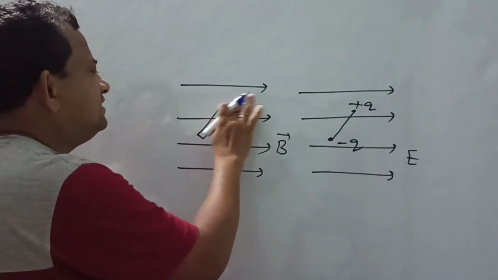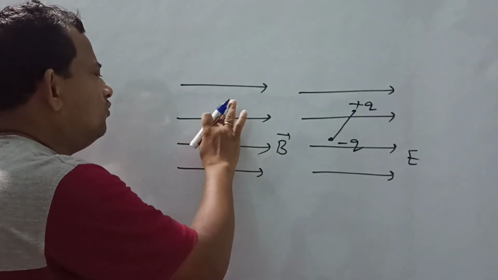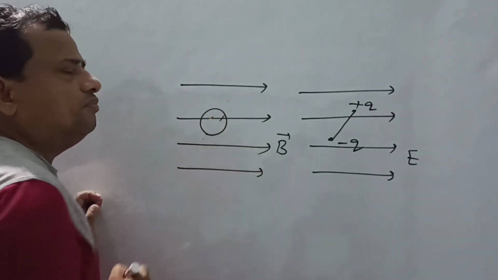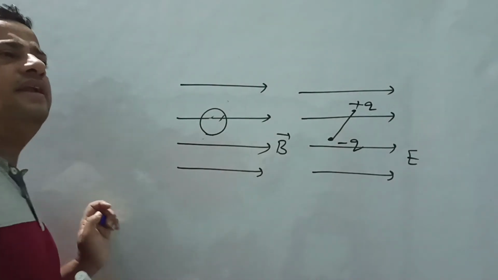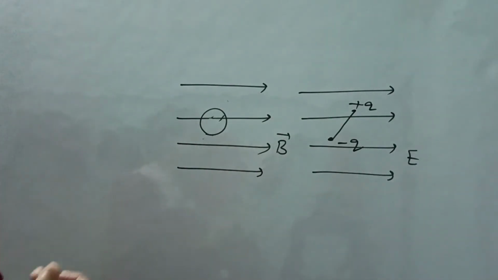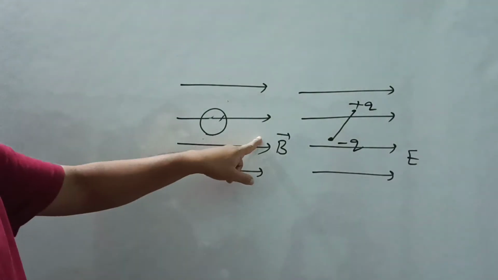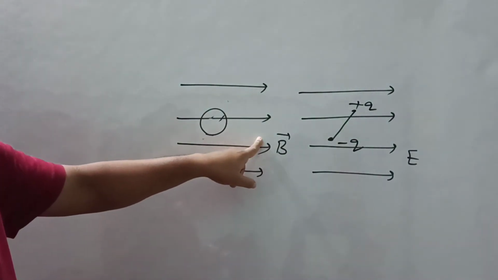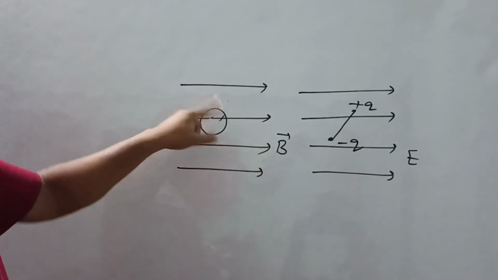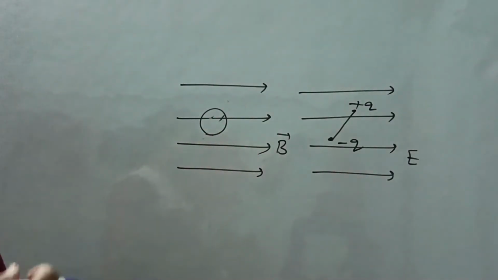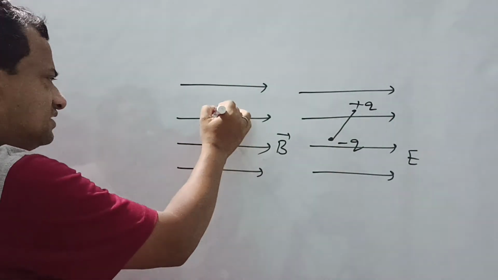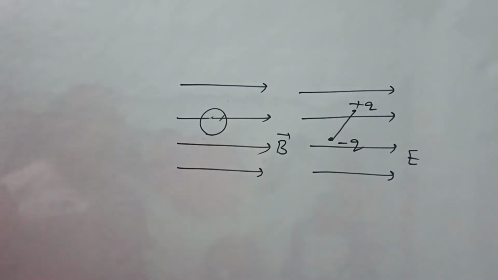If you place a current loop like this in a magnetic field, the current loop rotates. But if there is no magnetic field, this current loop does not rotate. So what does it mean? Since it carries some current, it behaves as a magnetic dipole.